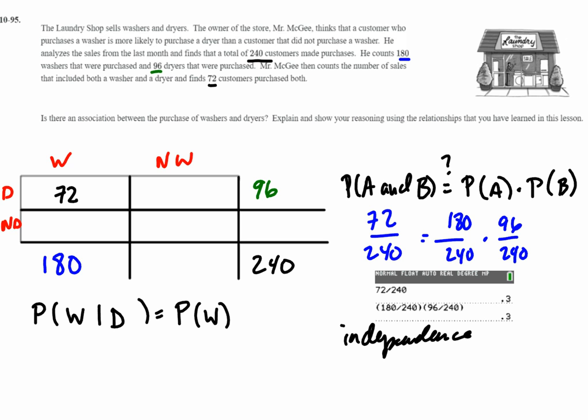So hopefully this helps. We have two ways now of finding independence. If you want to try it, you could fill in the rest of the table here and do the probability of washer given dryer and see if that's equal to the probability of washer. Hopefully you see that those two are equal, but with given information or certain given information, it may be easier just to use this version of the multiplication rule.